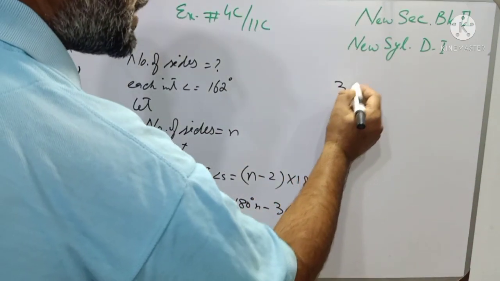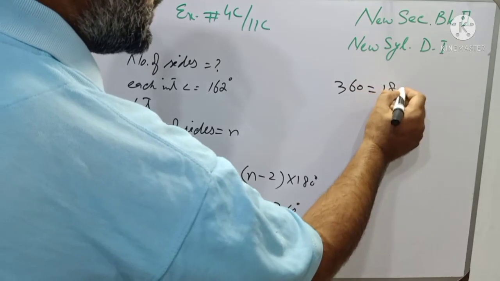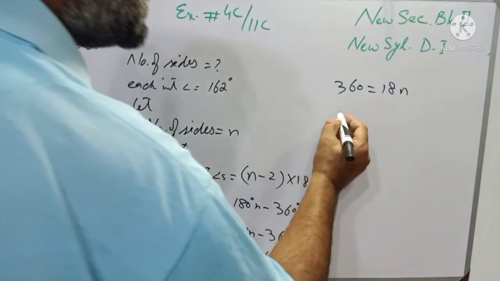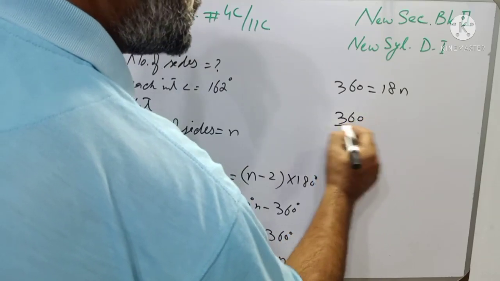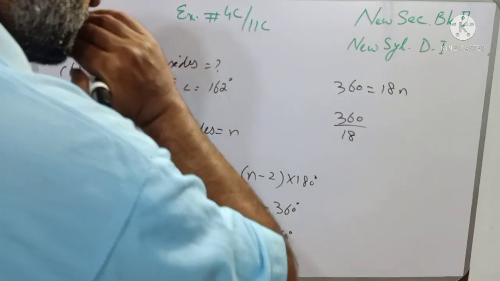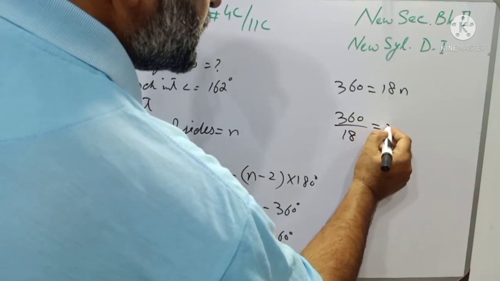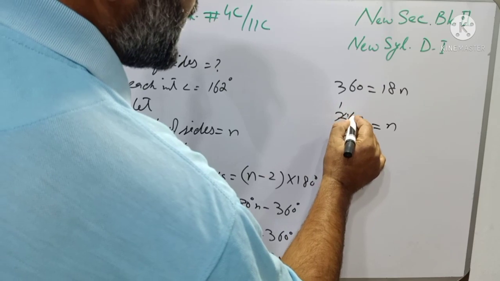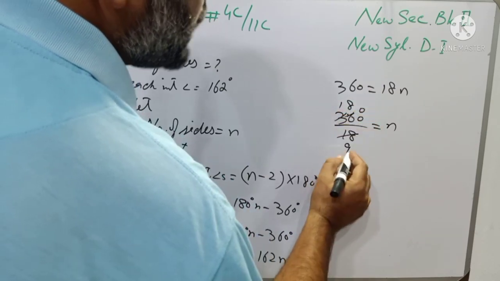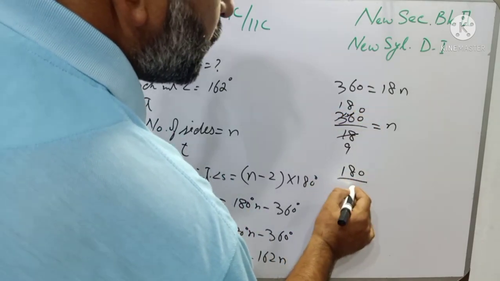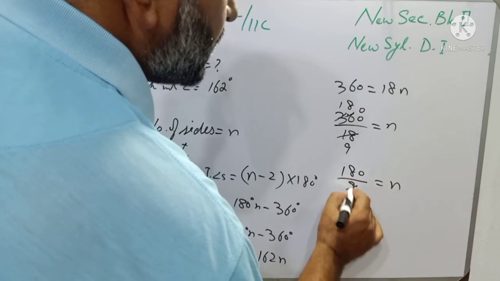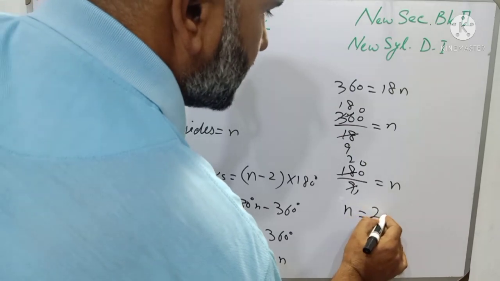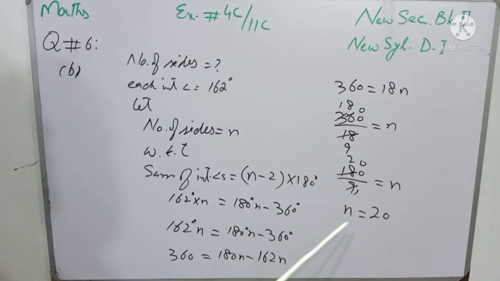So it is 360 is equal to 18n, and 18 is multiplying with n. When we transfer it to the other side, it will divide, and we will have 360 over 18 is equal to n. 2 9s are 18, 2 1s are 2, 1 carry, 2 8s are 16, and 2 zeros are 0. So it is 180 over 9 is equal to n. 9 1s are 9, 9 2s are 18, and 9 zeros are 0. So the number of sides in this polygon is 20.